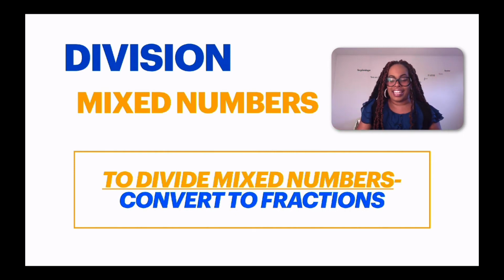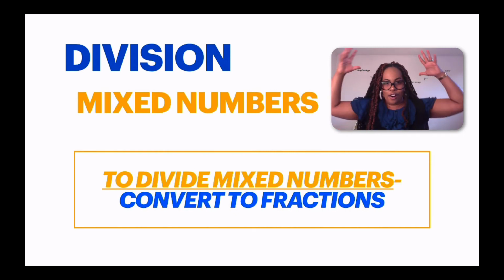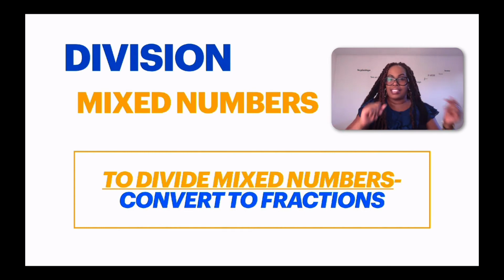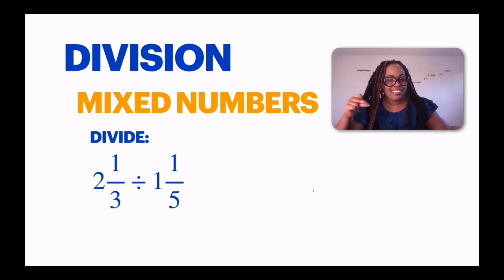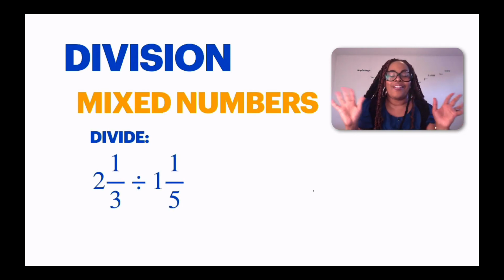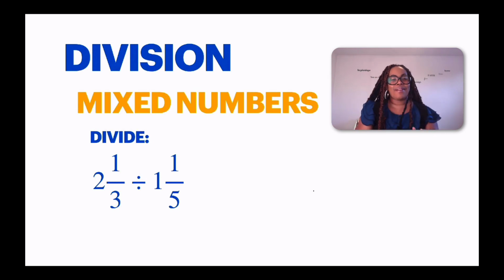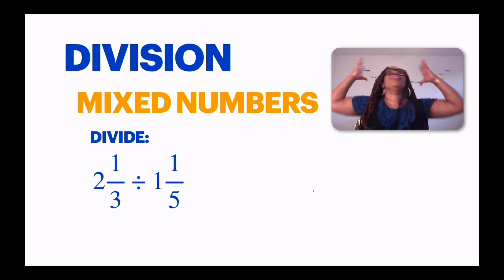So let's go ahead and give it a try. Put on your converting cap because we're about to take those mixed numbers and tell them they got to hit the road. Let's go. Hit the road, Jack. All right. So we have 2 1/3 divided by 1 1/5. So we're going to get straight to it. Y'all know how to get rid of these guys. Let's go ahead and put on our converting caps.